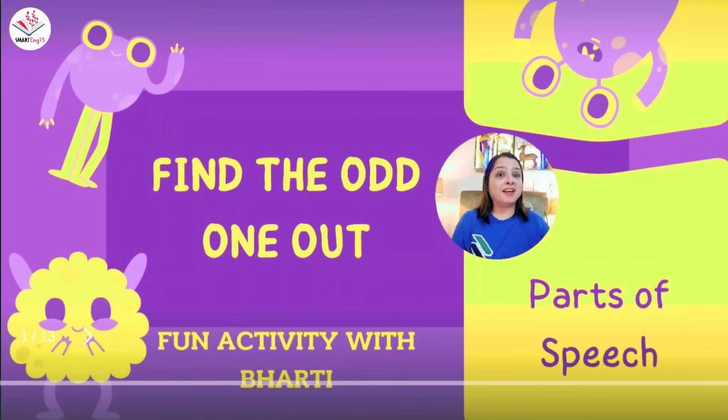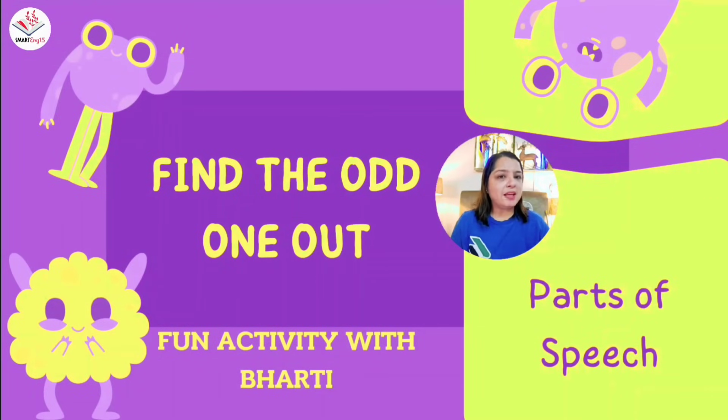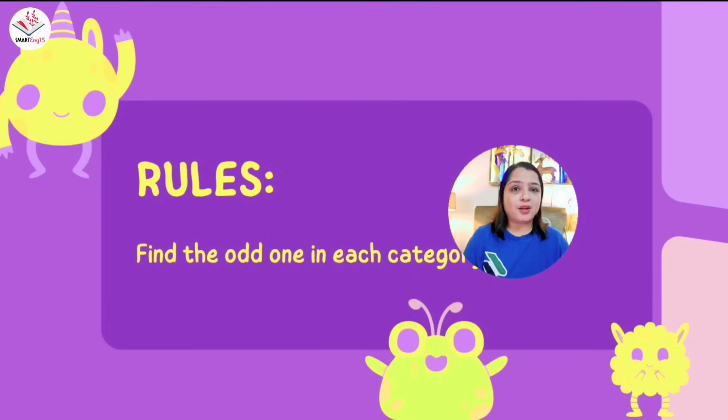Today's activity is find the odd one out. Odd one out means एक ऐसा word जो बाकी option से अलग हो according to the question. So let's get started to practice parts of speech but in a fun way. As per the rule, you have to find the odd one in each category and you will get 5 seconds to do that.